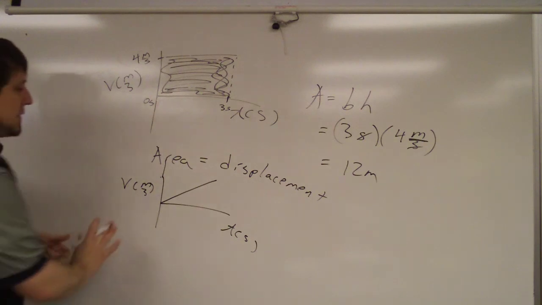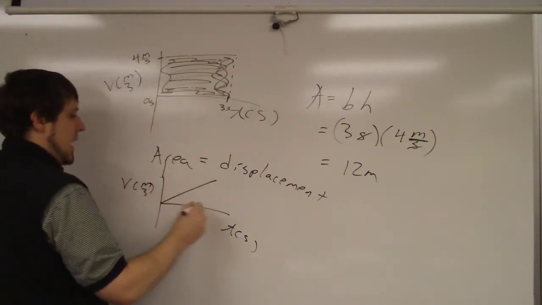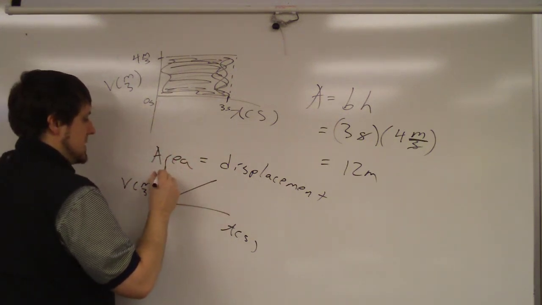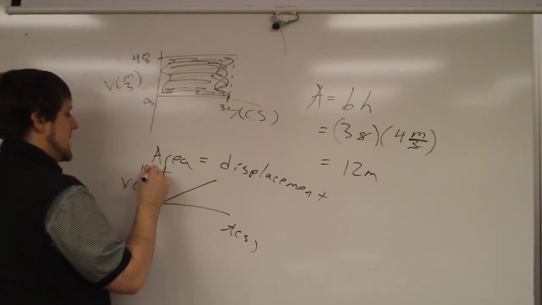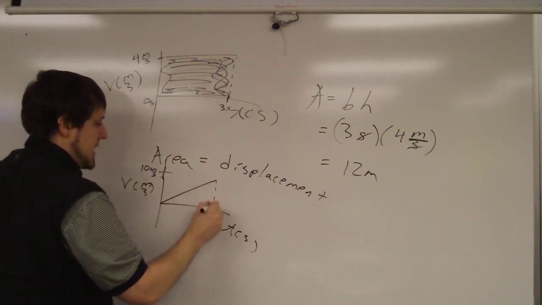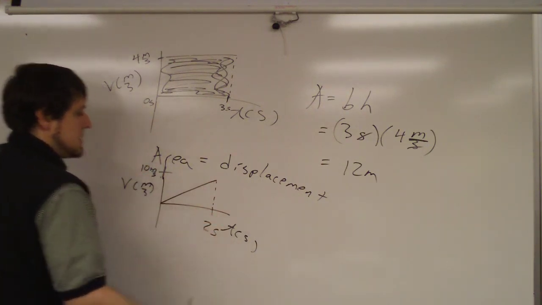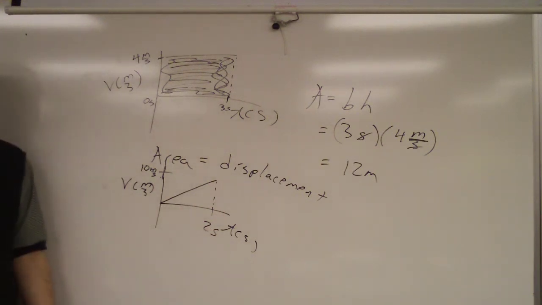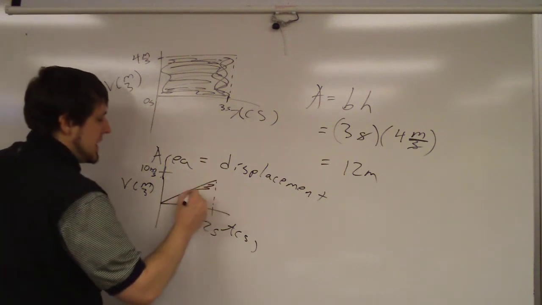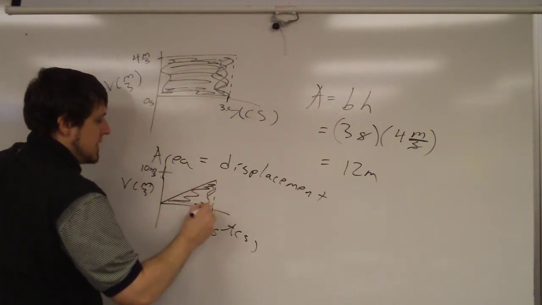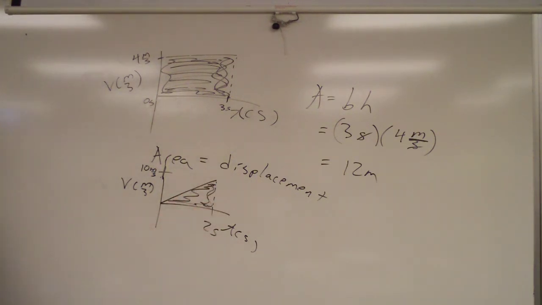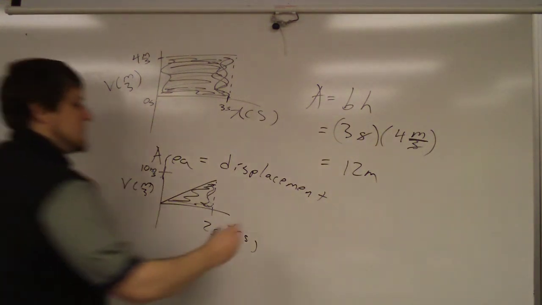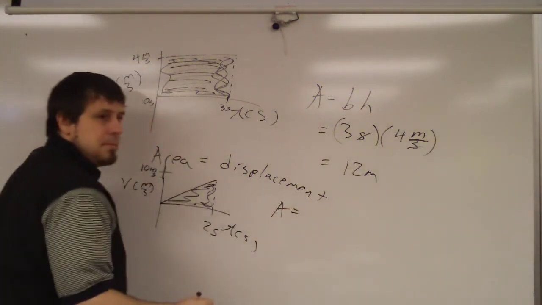But graphically, if you put this on here, I'll make up some numbers again. Let's say this is 10 meters per second, and we'll say that this is 2 seconds. Can you calculate the area of that shape? Yes. What shape is it if I shade it in here? It's a triangle. In fact, it is a right triangle. So the area of a triangle is what?